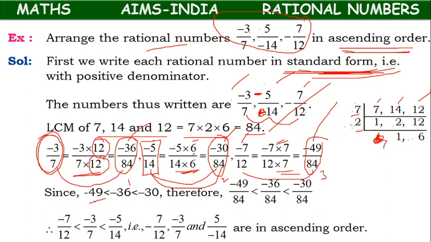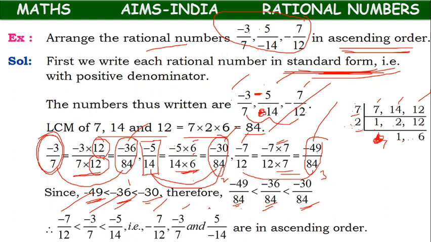In negative numbers, the greatest will be lesser. So minus 49 is less than minus 36, which is less than minus 30. Means minus 49 by 84, minus 36 by 84, minus 30 by 84. But what are the given fractions? Minus 49 by 84 means minus 7 by 12, less than minus 3 by 7, less than minus 5 by 14. So this is the least one.